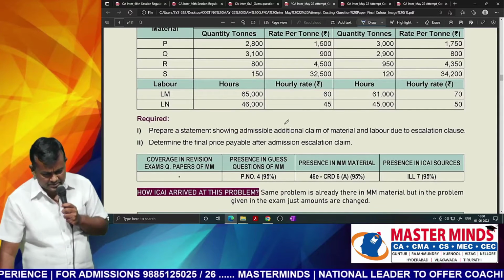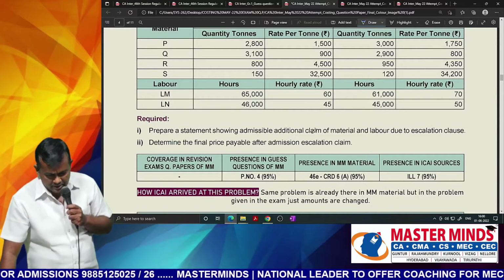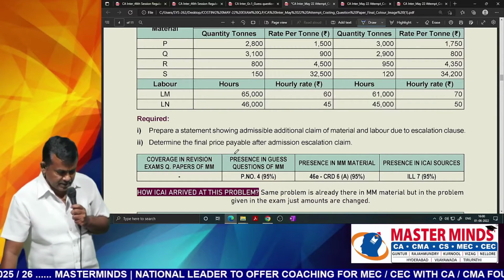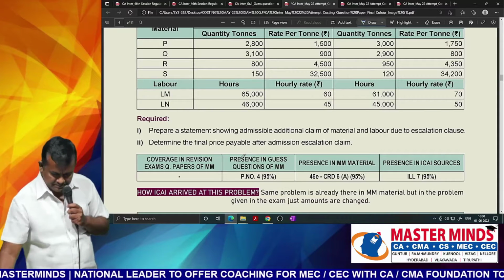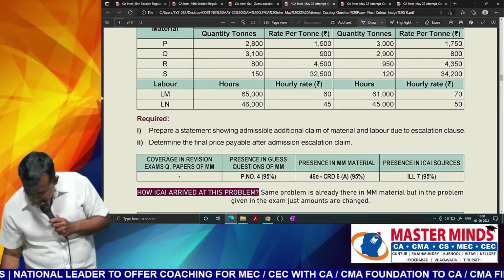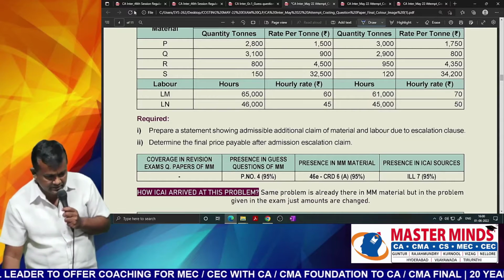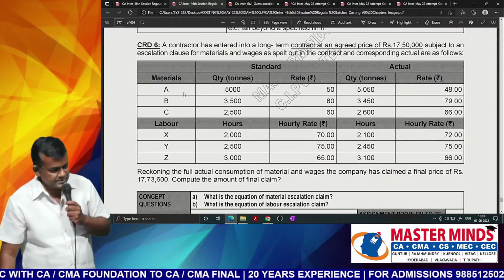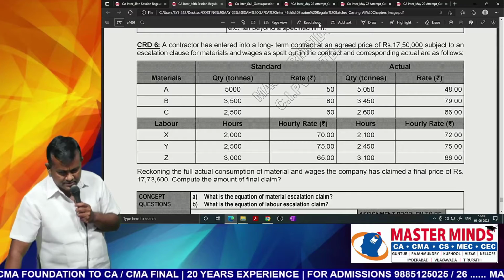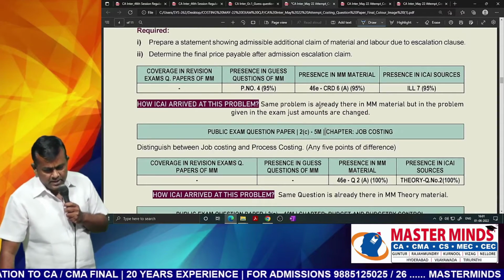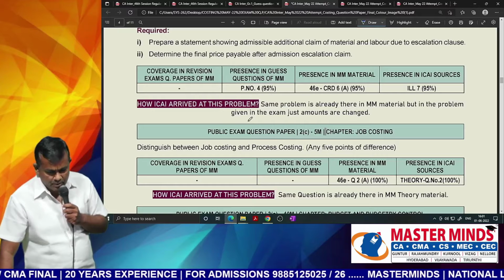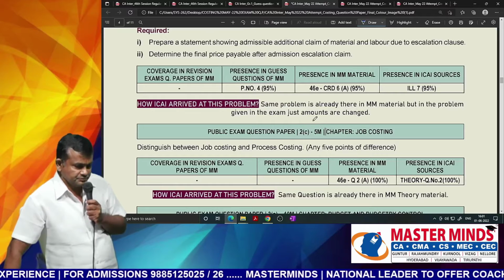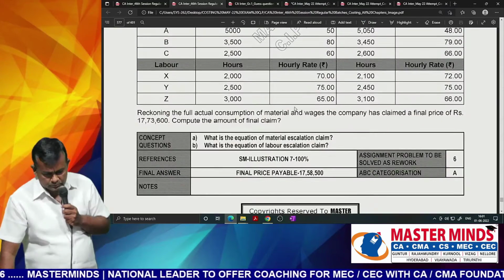So here details are given, sir. Prepare a statement showing the admissible additional claim of materials and labor due to escalation clause. Determine the final price payable after admission of escalation claim. So, page number 577, main material. 577, sir. So this is the problem. Just the numbers change, sir. Same problem is already there in MM material, but in the problem given in the exam, just amounts are changed. Same as it is.